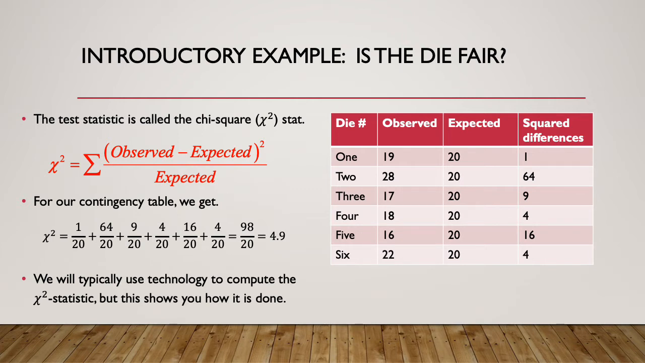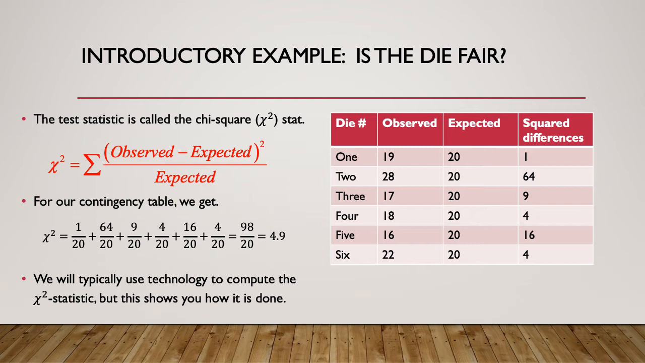So in this table, I've added the squared differences. Those are the numerators of the numbers we're adding up to get the chi-squared statistic. 19 minus 20 squared is 1. 28 minus 20 is 8. Square that, and you get 64, etc., all the way down. And so from this, we get chi-squared is equal to, adding up those 6 fractions, 98 over 20, or 4.9. That 4.9 is the chi-squared statistic for this table.